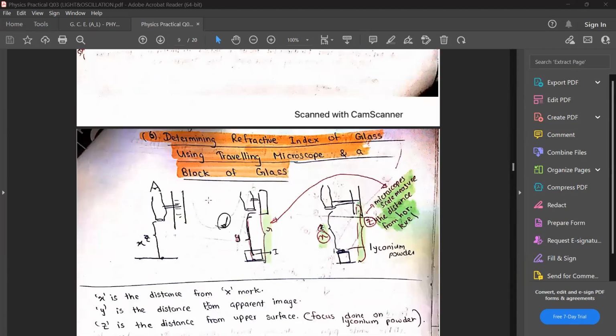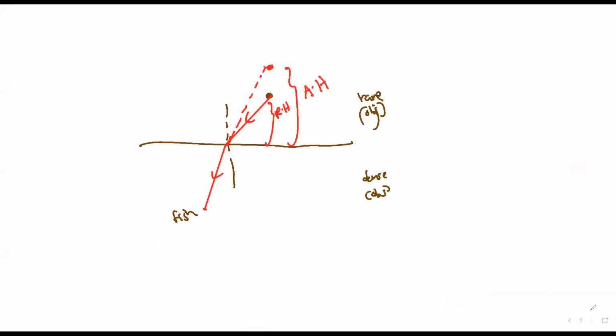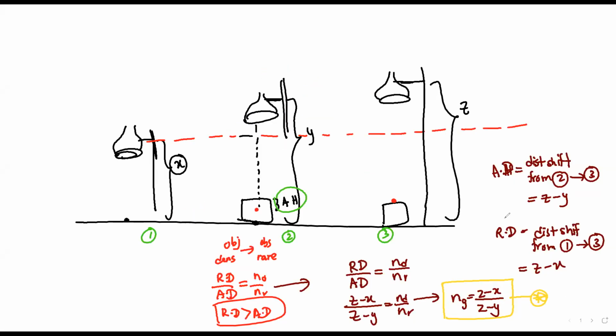So this is all about the determination of the refractive index of glass using the traveling microscope and a block of glass. Please understand this shift properly, right? Distance shift is equal to apparent depth. And also understand the apparent depth, real depth concept, which I told you earlier, because it will be useful for you in your theory and MCQ questions as well.